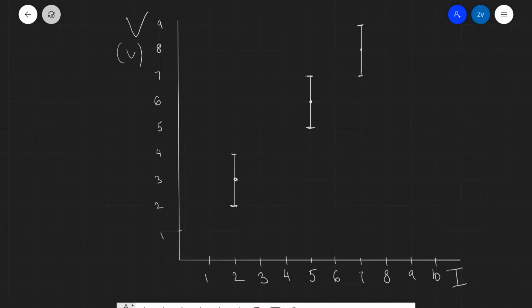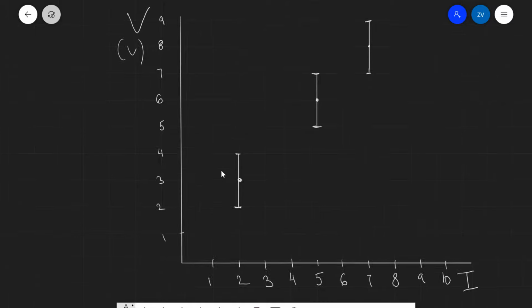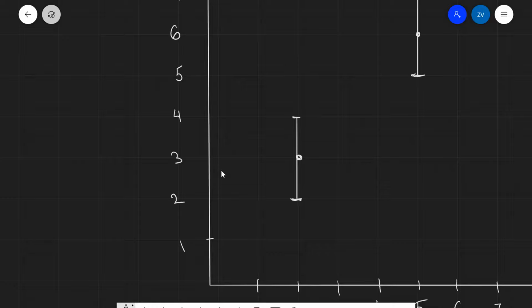Now let's have a look at how we could determine the uncertainty from a graph. We have a few data points over here for a graph of voltage against current. Now notice that across the y-axis we have these things called error bars. An error bar tells you the absolute uncertainty of that measurement. For instance, the voltage measurement of this point will be uncertain within 1 volt. We know that the real value is somewhere here.